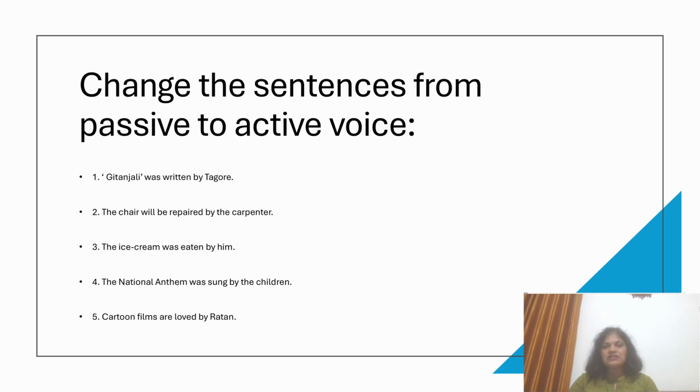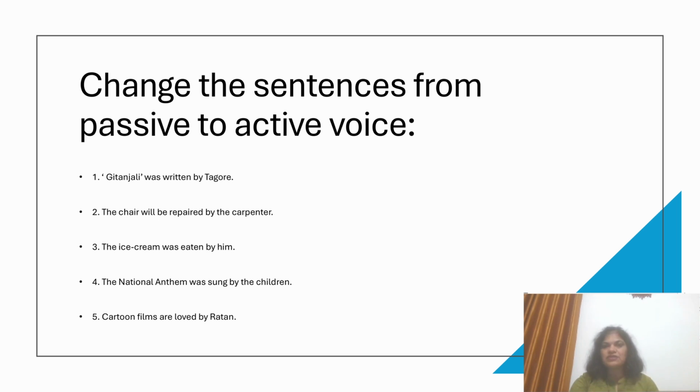Now look at the first sentence. Gitanjali was written by Tagore. What is the tense of the sentence? Past tense. So you have to be very, very careful when you change this into active voice. Who wrote Gitanjali? Tagore. Tagore wrote Gitanjali. This will be in active voice.